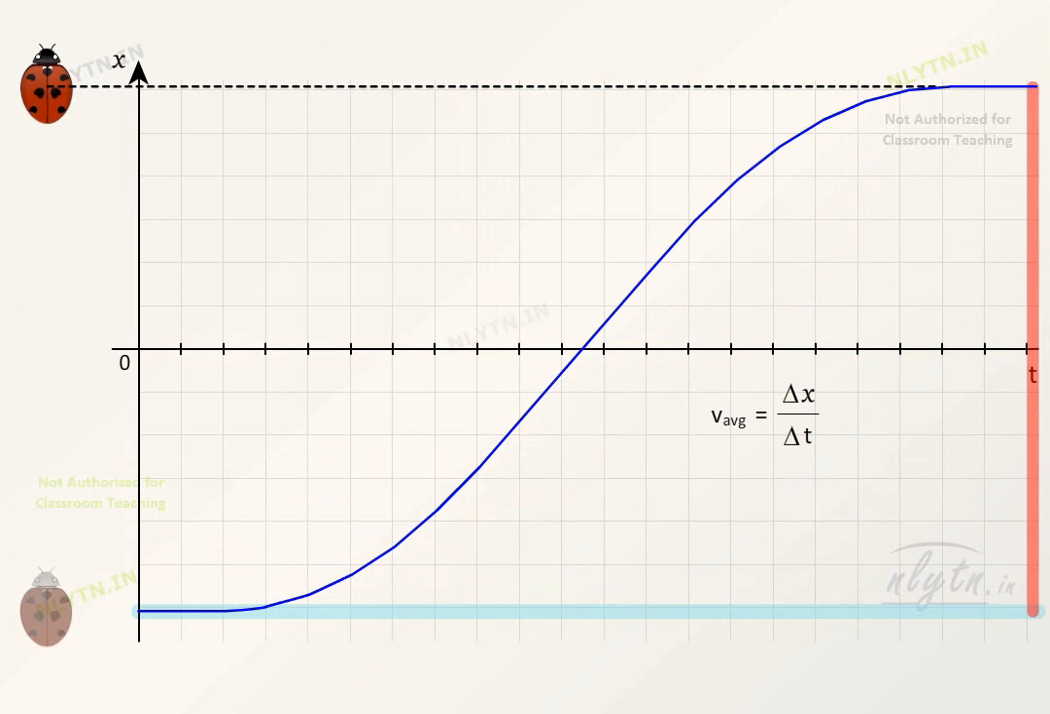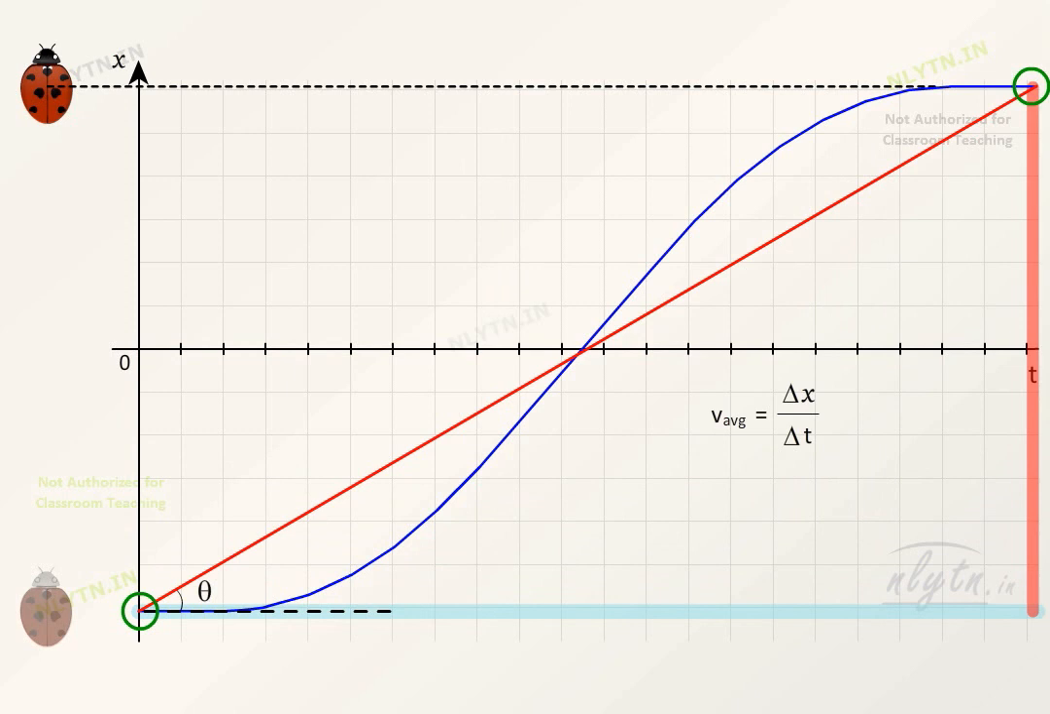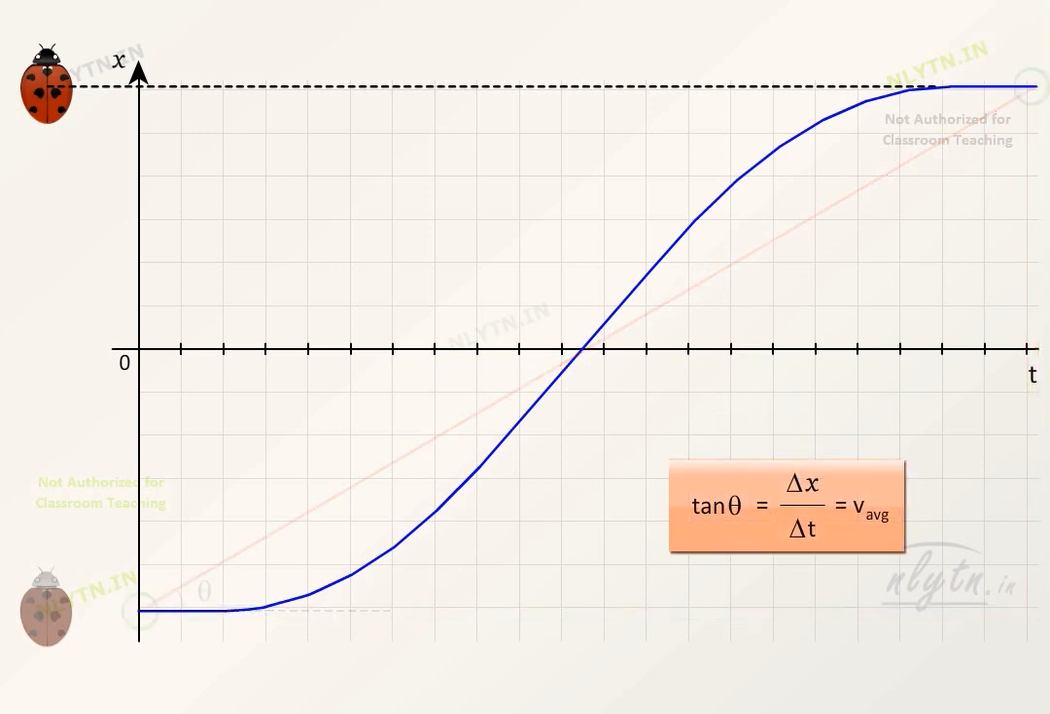Note that if we join the initial and final points of motion, then the slope of this line, that is tan theta, is equal to delta x by delta t, which is equal to the average velocity. This means that the slope of the line between any 2 points on the position-time graph is equal to the average velocity in that time interval.